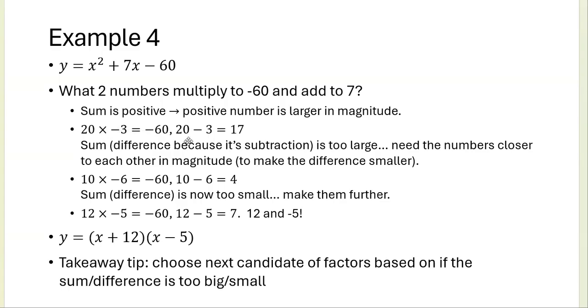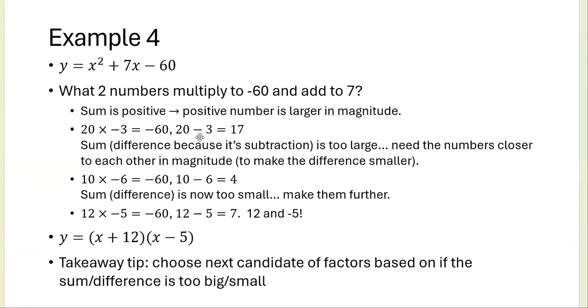Really, instead of sum, you can think of it as a difference because it's a subtraction, yeah? Up to you how you want to think of it. So I'm just saying that since the sum is too large, we need to get it smaller because we have 17, right? We want 7. How do we get this smaller? To get a difference between the two numbers that's smaller, this is a difference. That's why I put in parentheses. The sum is the difference because there's a minus sign, yeah?